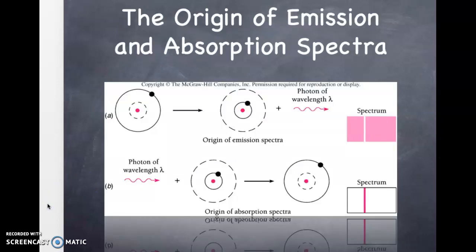Now I want to show you the origin of the emission and absorption spectra. The first is the idea that an atom is already in an upper level state, and what happens? The atom quickly drops to a lower level state with the emission of a photon, and now we have what is called the emission spectra. Here, a photon comes in, strikes an atom, and raises it to an upper level state, and now you have that energy missing. And so this represents an absorption spectrum.